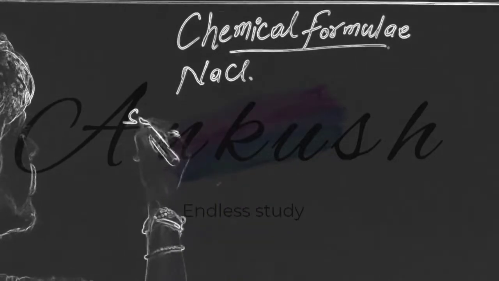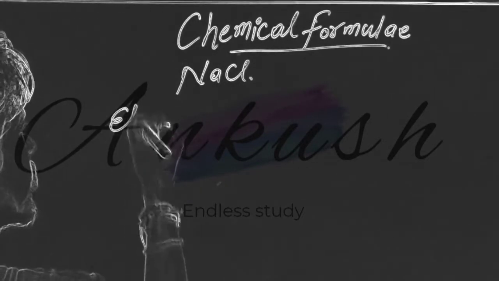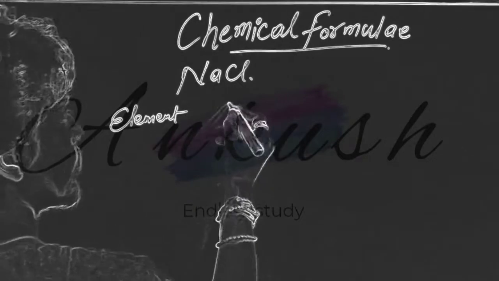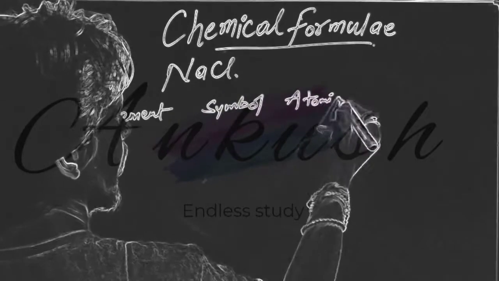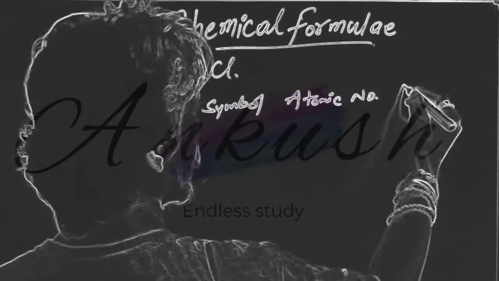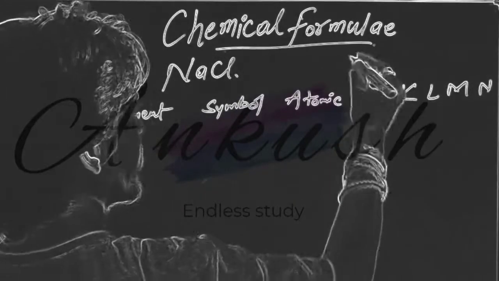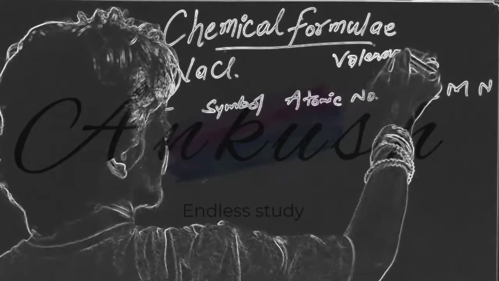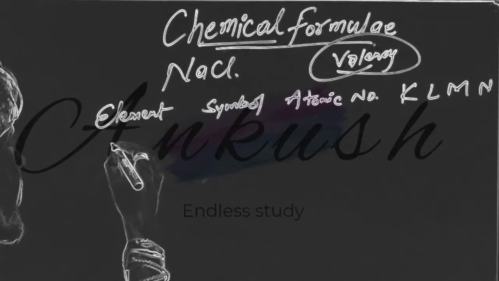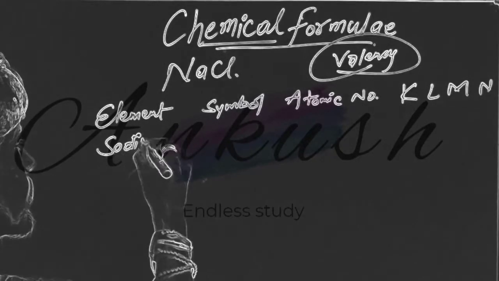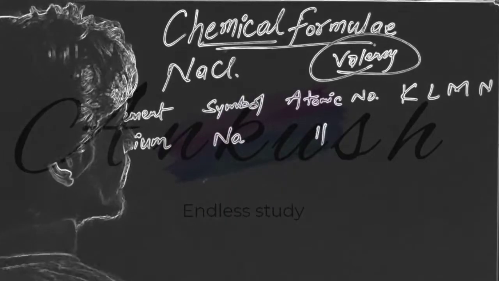So very first you write here: element, symbol, atomic number, and then go for K, L, M, N. If you know all these things, you can find the valency, and valency is used while chemical formulas are made. So for NaCl, the element is sodium, symbol Na, atomic number 11.